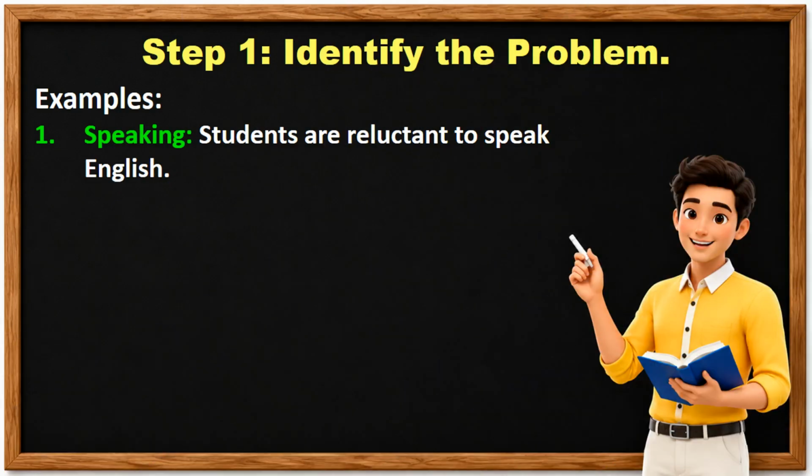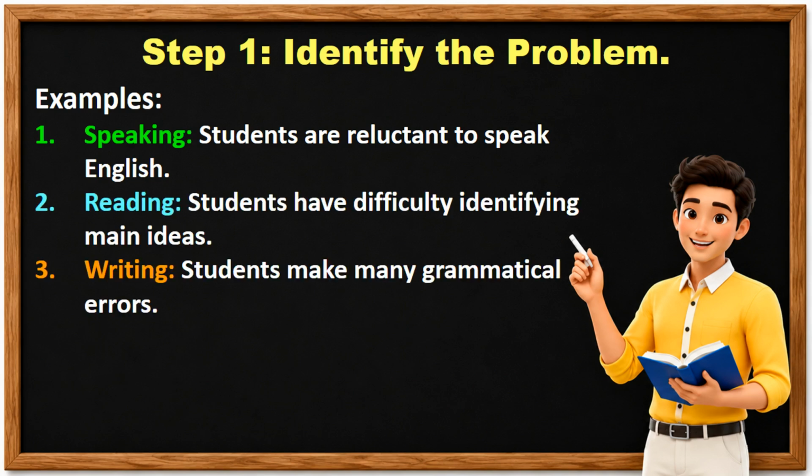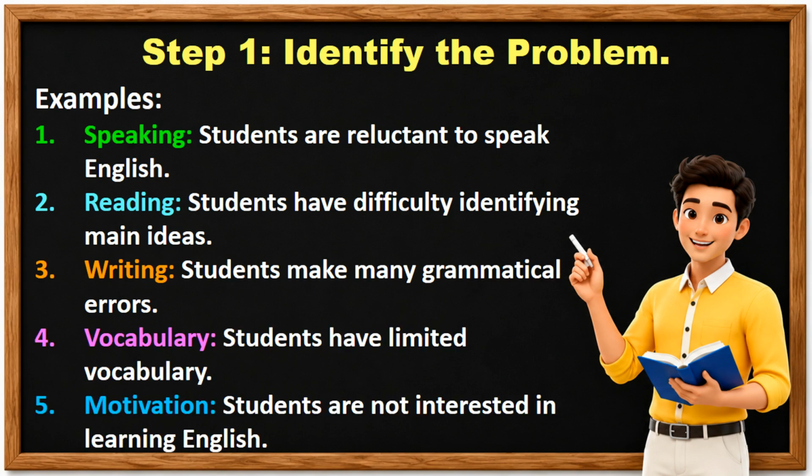Step 1. Identify the problem. Before conducting research, identify a real classroom problem. Examples. 1. Speaking, students are reluctant to speak English. 2. Reading, students have difficulty identifying main ideas. 3. Writing, students make many grammatical errors. 4. Vocabulary, students have limited vocabulary. 5. Motivation, students are not interested in learning English. Bear in mind, a good problem should be real, observable, important, and solvable.